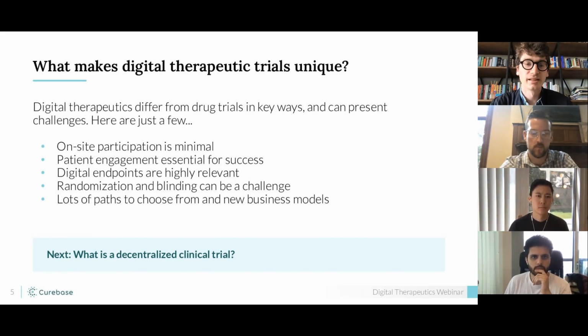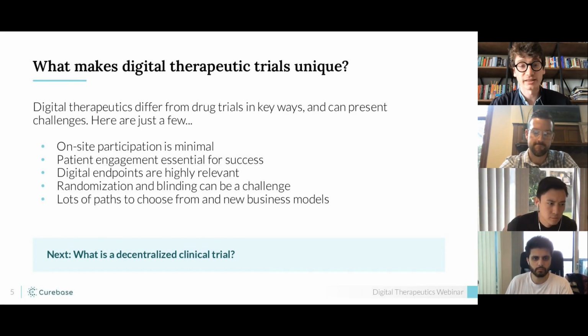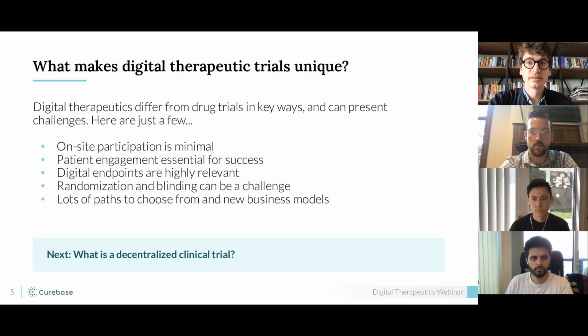And finally, things like randomization and blinding can also present new challenges. With oral meds, it's pretty clear what a placebo is, but with something like a digital therapy, the question of what is a way of blinding and what constitutes a placebo for an app or take-home device is something that needs to be thought of in a lot of detail. Additionally, there are a lot more paths when you're doing a digital therapeutic trial. Businesses don't necessarily fit into narrow categories, and a lot of digital companies are actually pursuing new business models, combining products, services, online clinics, et cetera.